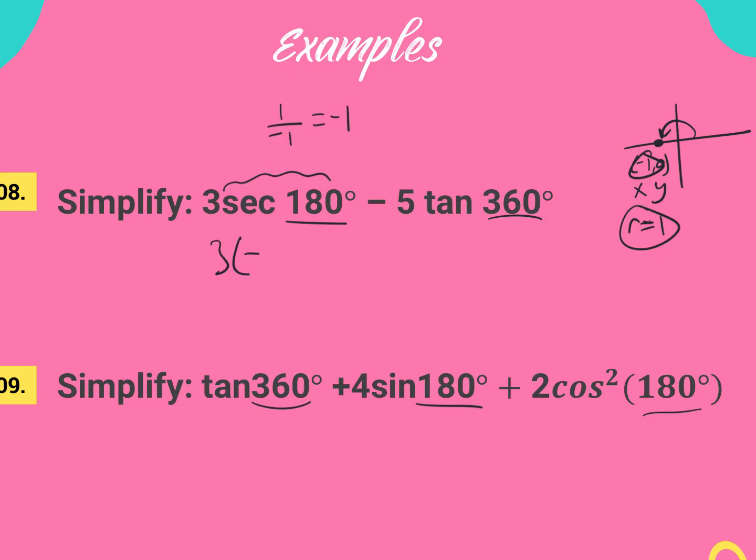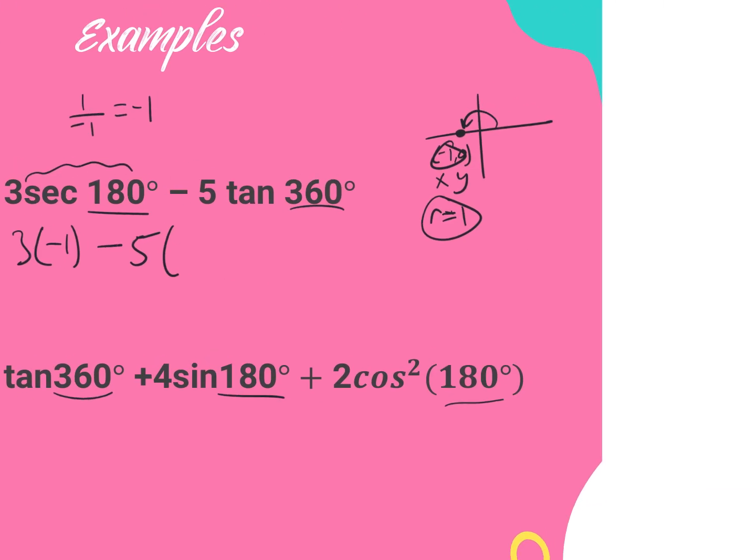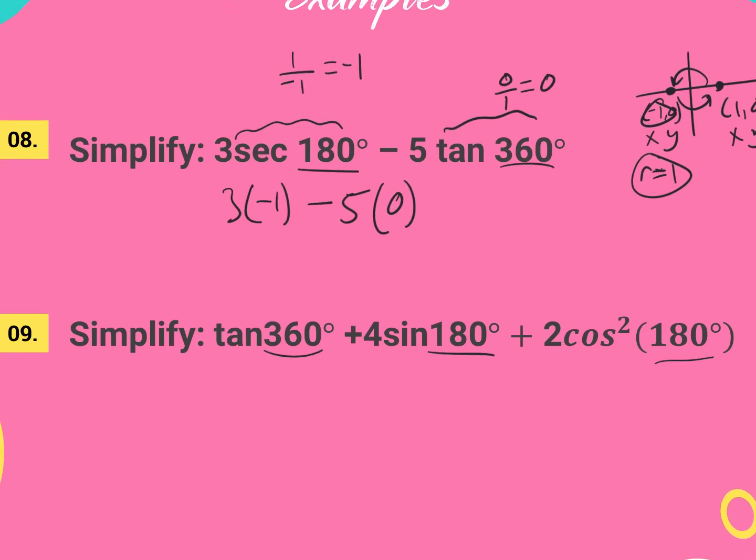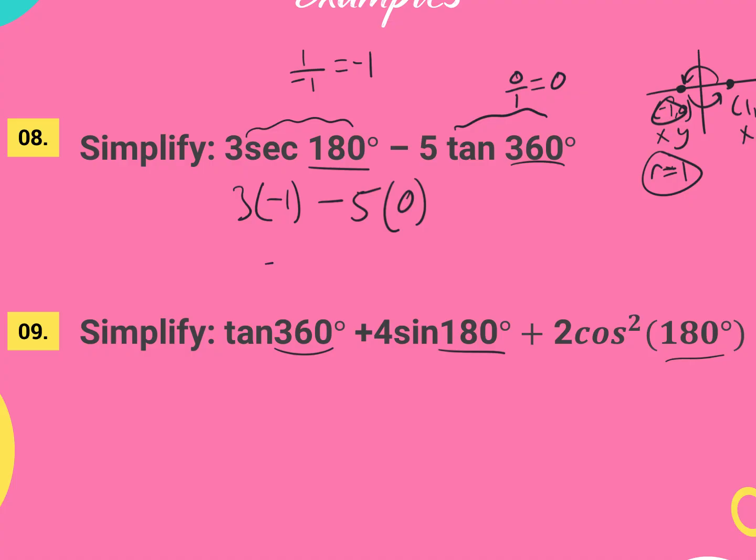So then I get 3 times negative 1 minus 5 times tangent of 360. Well, 360 goes all the way around. So I'm going to use the point 1, 0 just to represent it, right? You could use any point. You could use 2, 0, a half, 0, but the easiest one is 1. And then we have an x and a y, and I know that tangent is y over x, right? So that is 0/1, so 0. So then I get 3 times negative 1 minus 5 times 0. So then we get negative 3 minus 0, which is negative 3. And so that one simplifies like that.